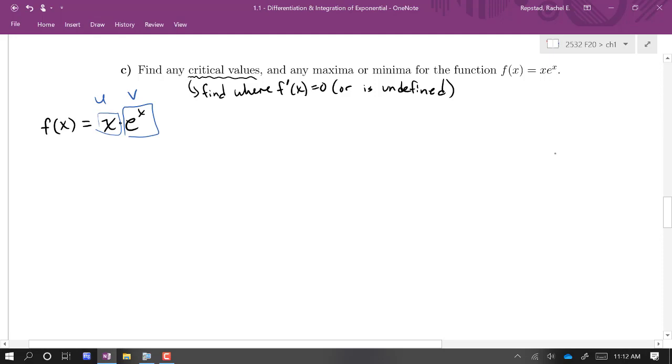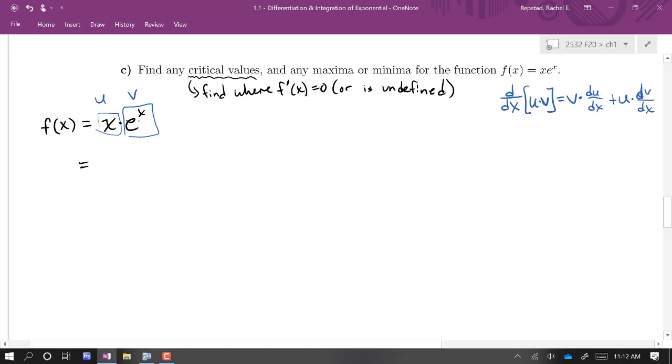So the product rule goes like this. I'm going to write it over here on the right side. The derivative with respect to x of u times v is equal to v times du dx plus u times dv dx. So we kind of take turns of which function we take the derivative of. We find those products and we add them together.